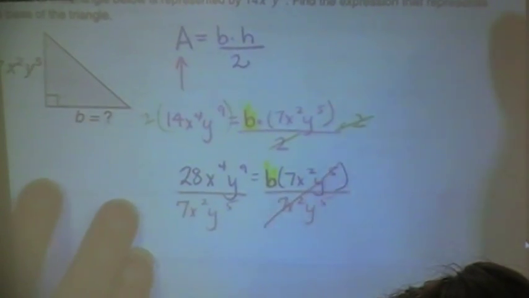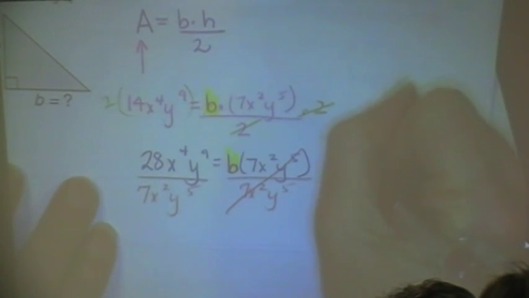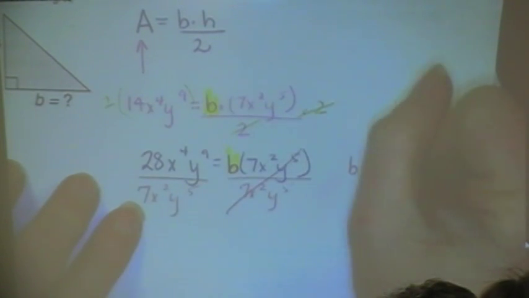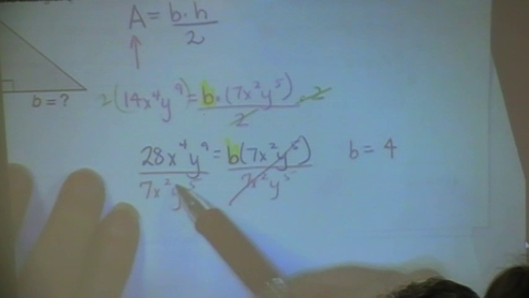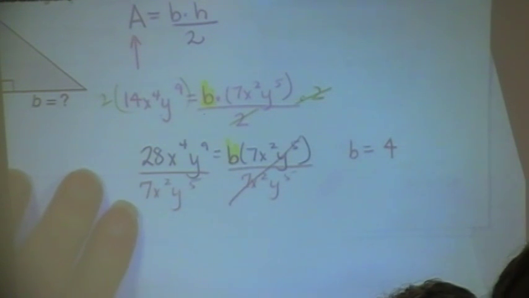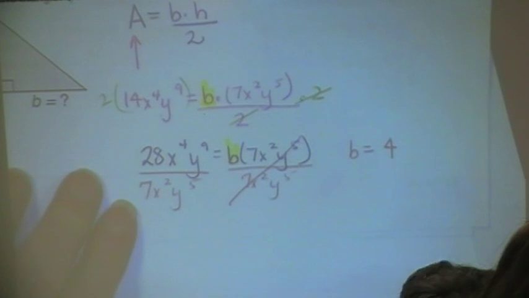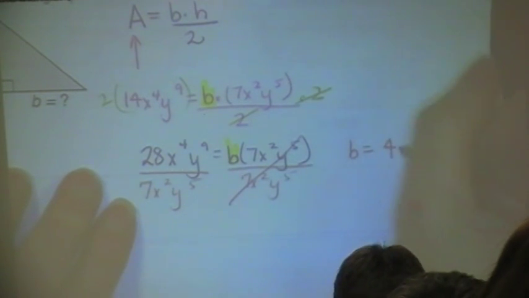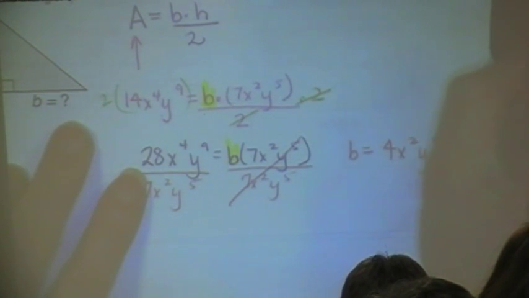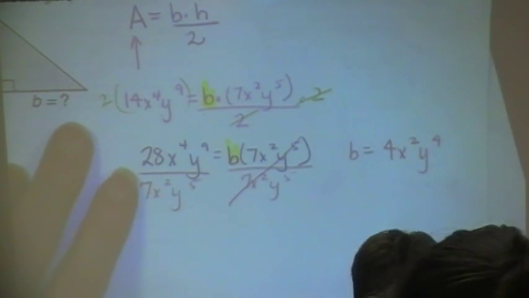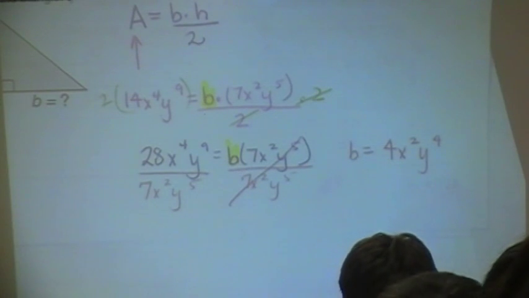And then all you got to do is simplify. So 28 divided by 7 is 4. I've got 4 x's on top and 2 on bottom. In your head, you could expand and cancel. Or, you're dividing. What would you do with exponents? Subtract. So that would be 4x squared y. Everybody all right? Okay. This is all review.